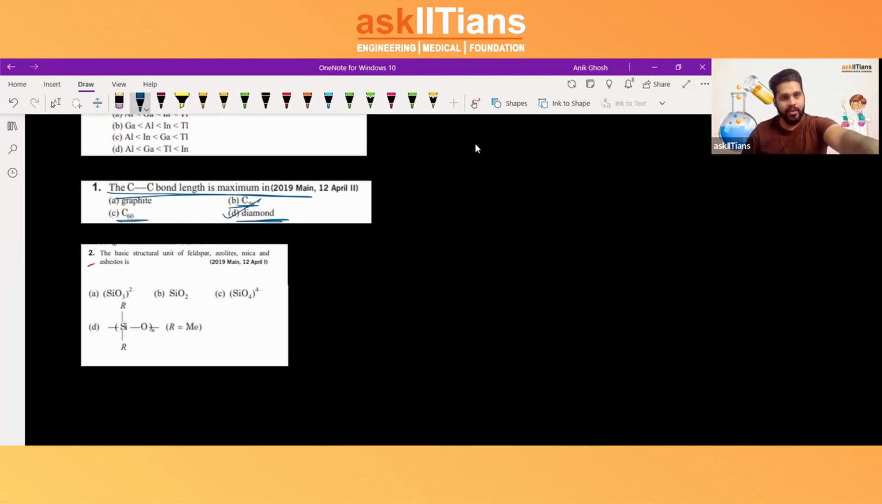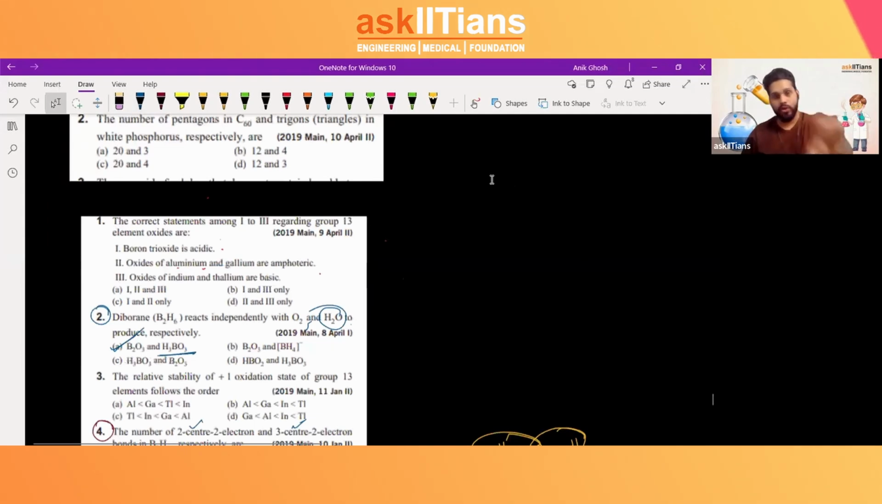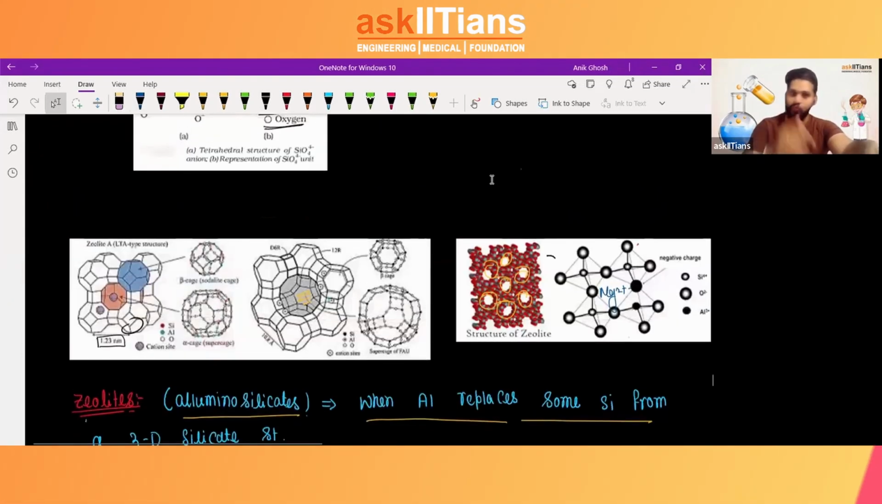And what else? Basic structure of feldspar, zeolites, mica, and asbestos is silicate, right? Like I told you, these are nothing but silicate structure. And zeolite is aluminosilicate. The rest of them are silicate structure. So what was the silicate structure that I told you? Silicate formula SiO4 4-. So that is your answer. Guys, you can see that all these questions I have already taught you. So there is nothing that you have to worry about.